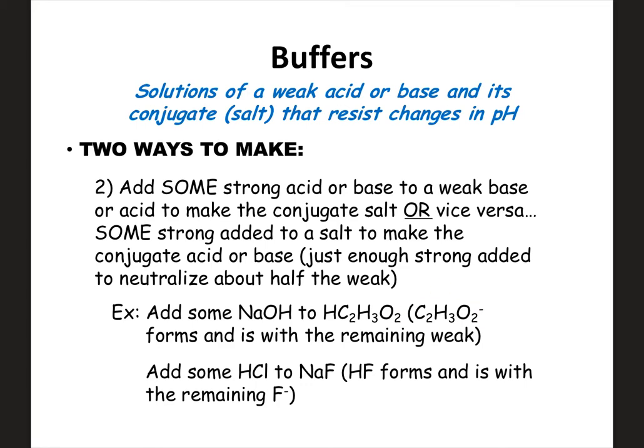Basically, the conjugate salt that forms here, the C2H3O2 minus, would be forming, and there would still be some of that there along with the weak acid. So you would have some of this weak acid still remaining and its conjugate present. That's the definition of a buffer. Notice the key word here, you're adding some NaOH. If you added past the equivalence point, you would no longer be in that buffer region.